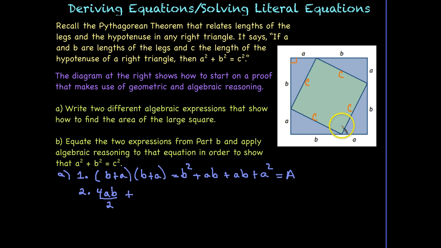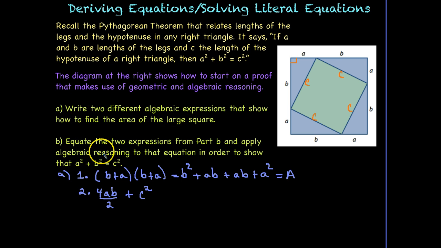Plus, we have this square on the inside. So if we multiply the base times the height or the length times the width, however we want to say that, we have C times C, which is just C squared. Okay, we've created two different equations.